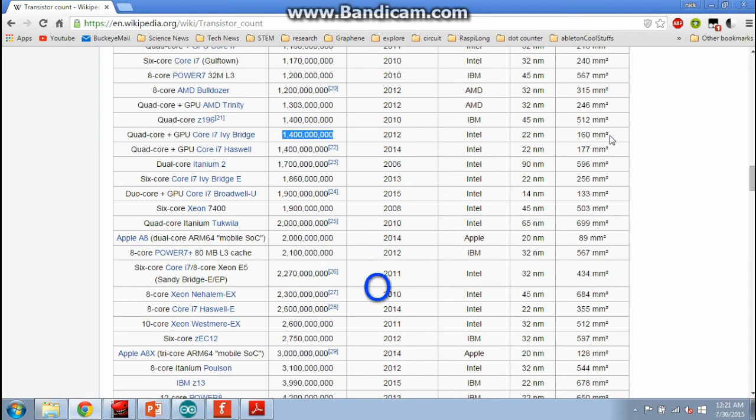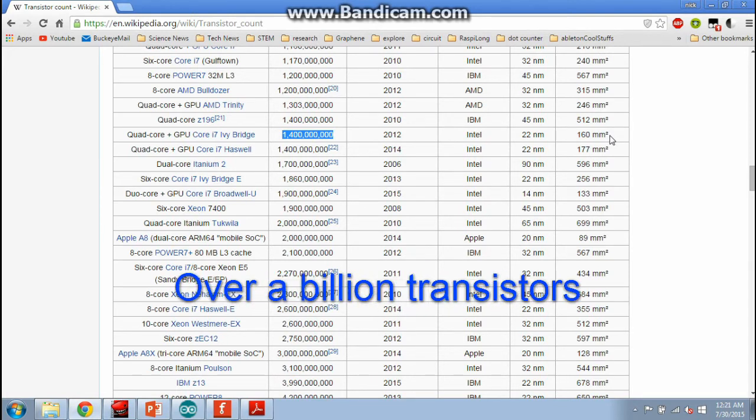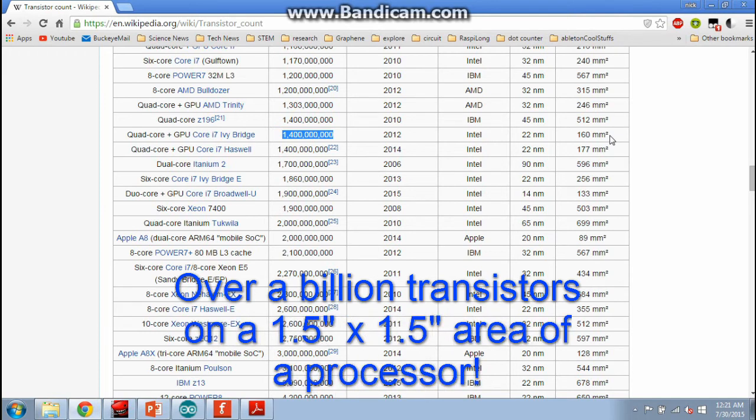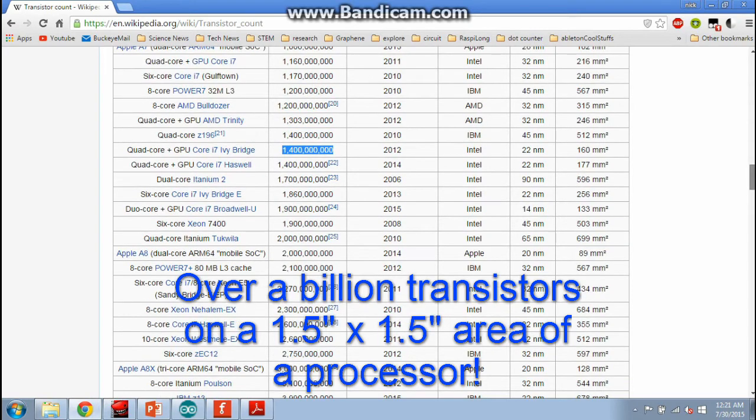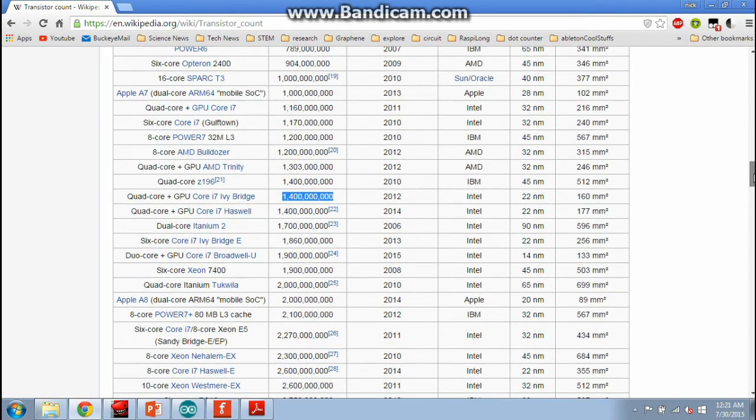So that's 40 millimeters times 40 millimeters. And 40 millimeters is 4 centimeters. So you can imagine 4 centimeters by 4 centimeters. There's over 1 billion transistors printed on a processor like that.